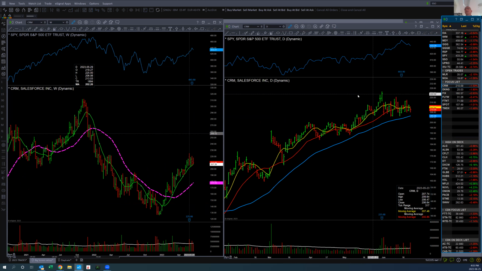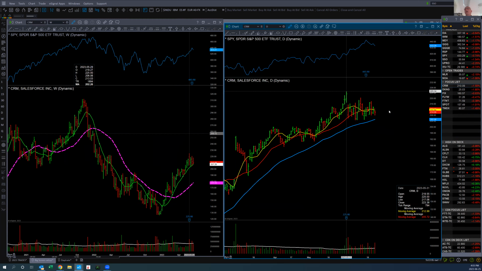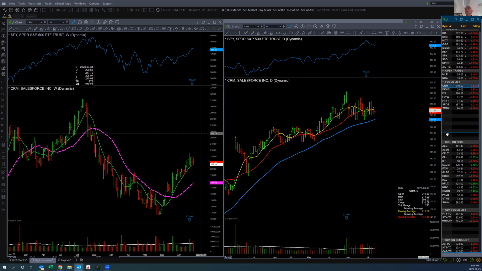But again, it needs to clear. The entry wouldn't be up till about here somewhere, and a logical stop is down here. I can't remember the calculation exactly, but it's around 7%. So that's just a little too high for me. It'll stay on my radar screen, but I want to try and restrict my risk to 5% or less if I can. So I'll move this one down too.